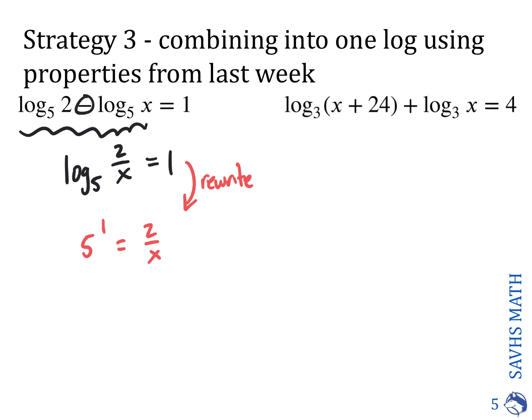So then I need to figure out what the x is. So I'm going to, let's say, multiply both sides by x. So I get 5x, because 5 to the 1 is just 5. So I get 5x equals 2. So then I need to divide both sides by 5.